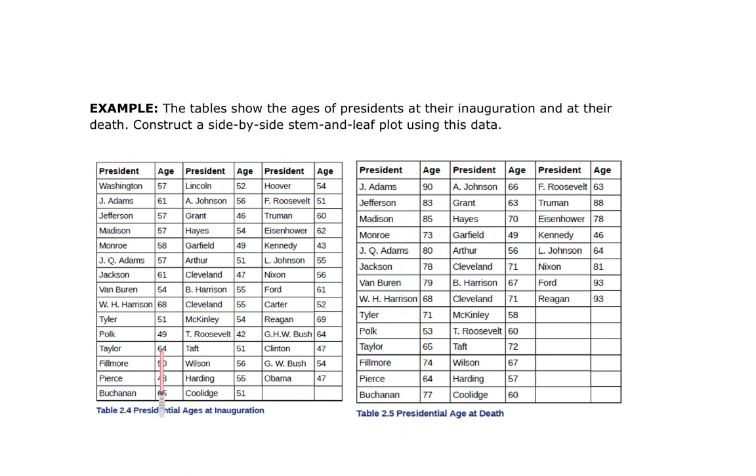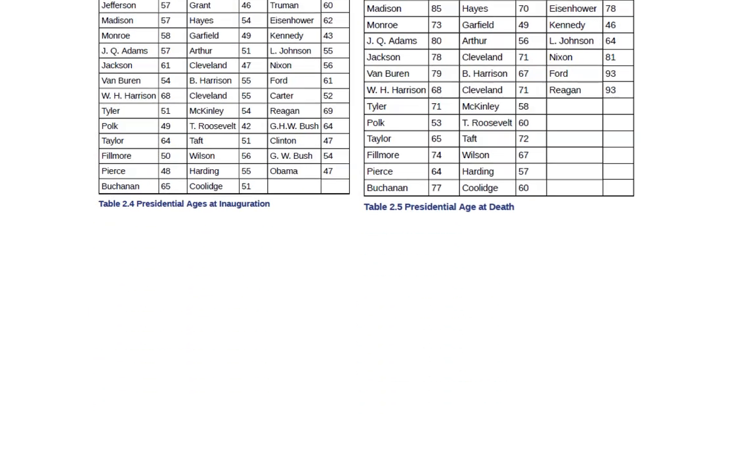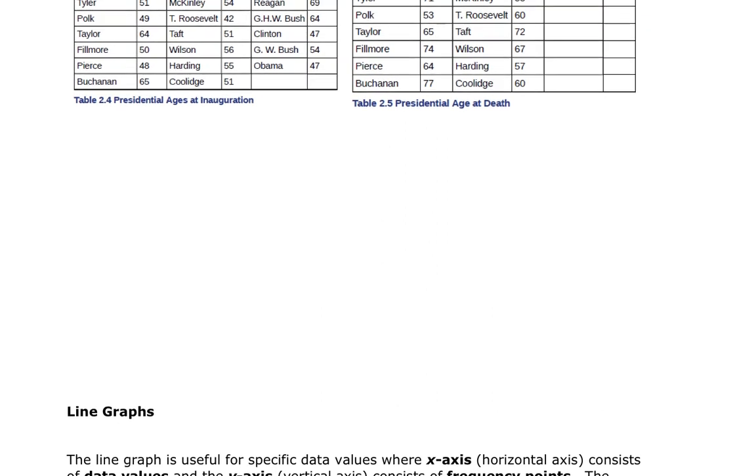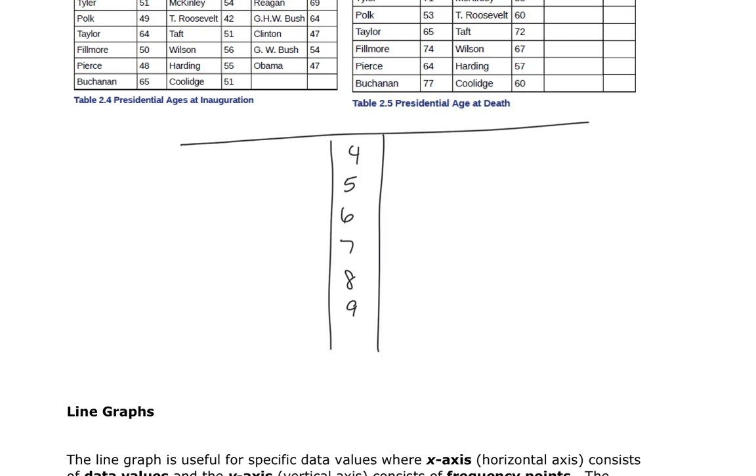So anyways, I'd have to start from 4 and then go all the way to 9 because that's the highest value. Now, in this example, what they did was, oh, I didn't actually draw it. Okay, so let's do it. So I'd have 4, 5, 6, 7, 8, and 9. And then I'd have to decide what I'm going to put on each side. So maybe this side I'd have president age.